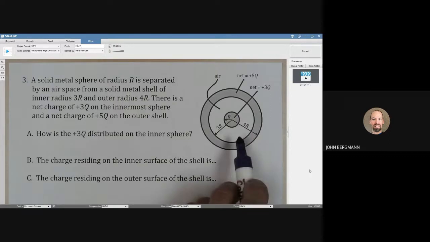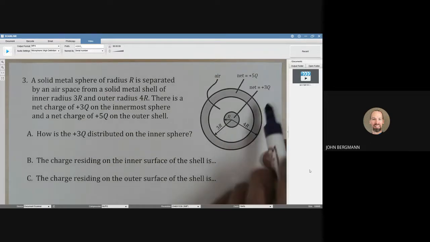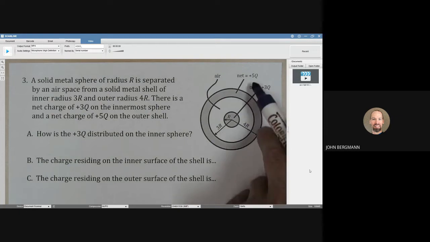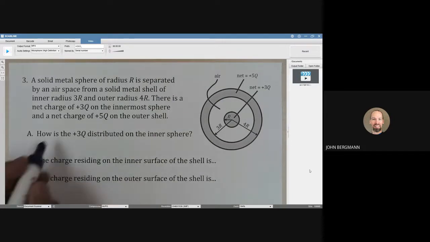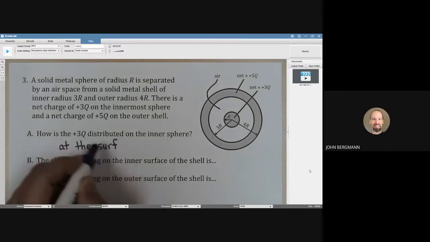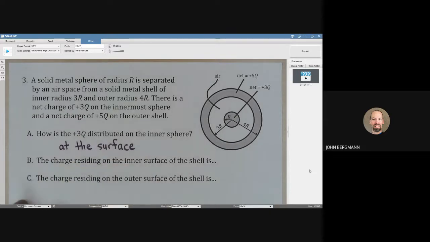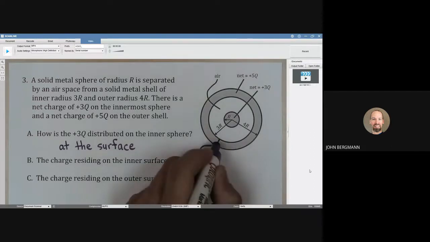And the charges that are on these objects are given. The net charge on the cannonball is plus 3q, and the net charge on this metal basketball that has a very big thickness is positive 5q. How is the plus 3q distributed on the inner sphere at the surface? Anytime you have a conductor in electrostatic equilibrium, any charge has to be on a surface.